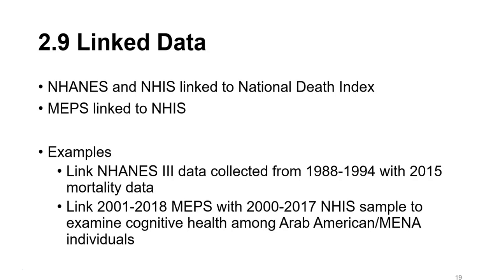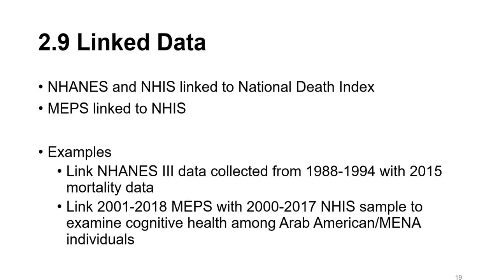Section 2.9, Linked Data. Another feature of these national health surveys is that you can link them to other data sources. Both the NHANES and the NHIS can be linked to data from the National Death Index in order to determine differences in mortality based on characteristics of these surveys that are not normally included in the National Death Index. You can also link the MEPS to the NHIS.